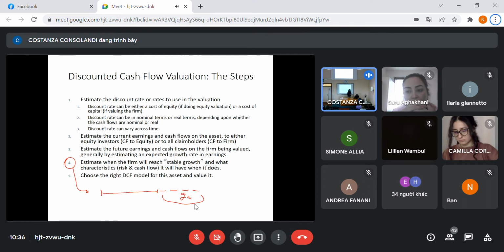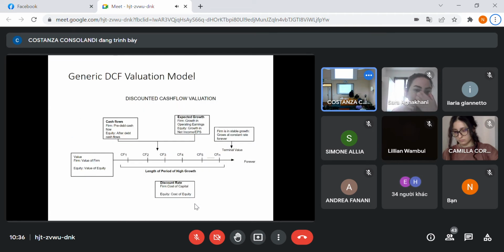And then finally, choose the right DCF model for the asset and value it. Now, again, this is another graph, but I think it is very interesting, you have all the inputs here, cash flows, okay? So for the firm, free cash flow to the firm, free cash flow to equity, expected growth. So they impact on the numerator, okay, on the future cash flows. Here, the firm reaches stable growth. One thing I didn't tell you, okay, sorry.